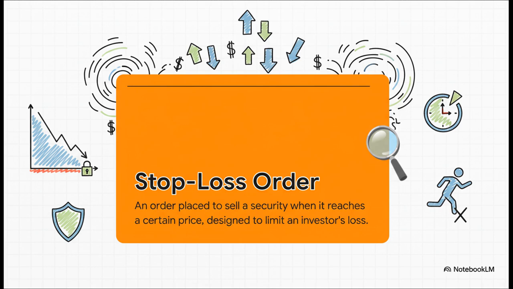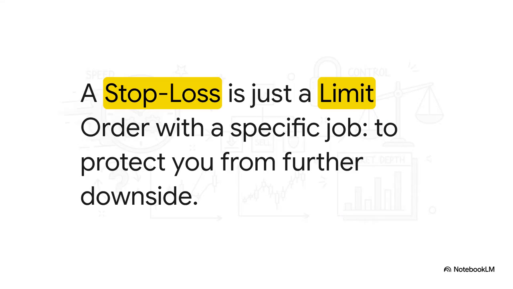This one is purely about playing defense. Let's say you buy a stock at 100 rupees. You decide beforehand, you know what? The most I am willing to lose on this is 10 rupees per share. So you place a stop-loss order at 90. If the stock ever falls to that price, the system automatically sells it for you, protecting you from any further losses.